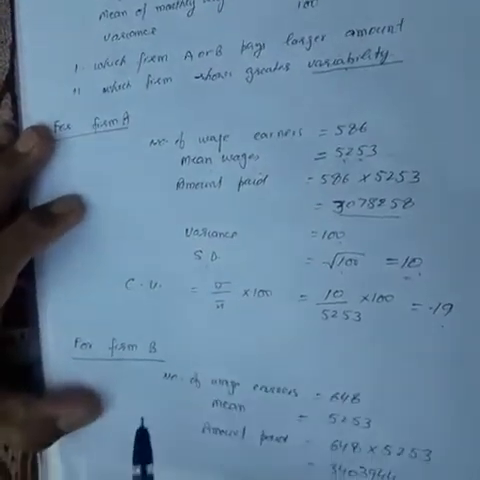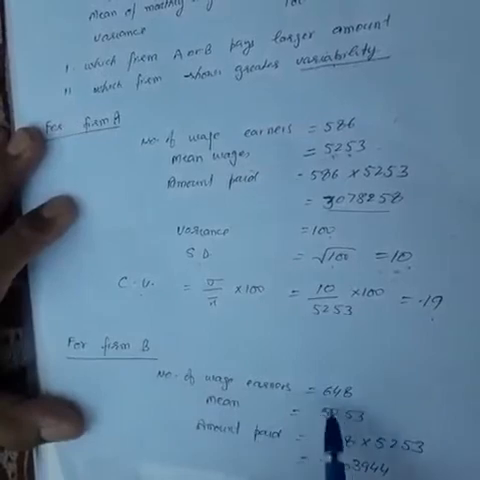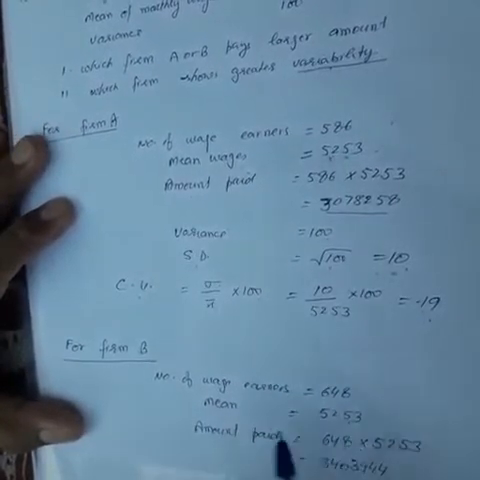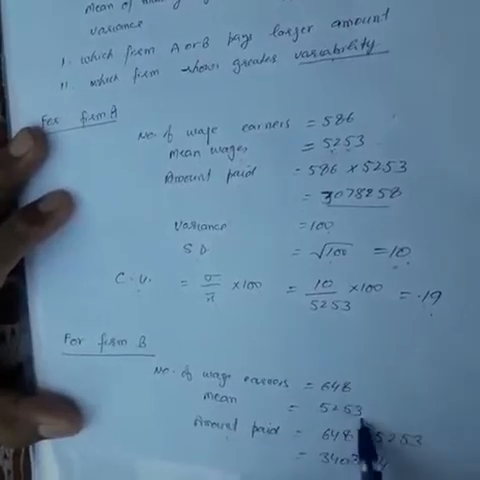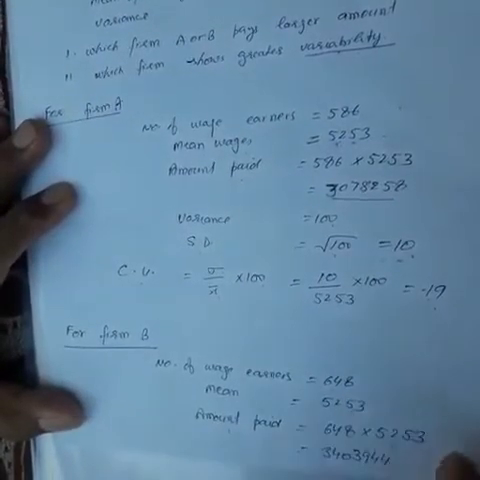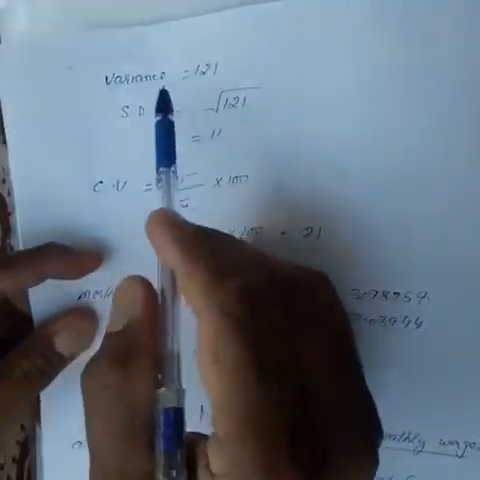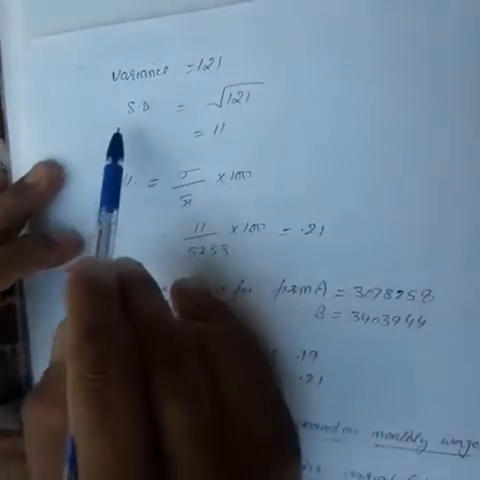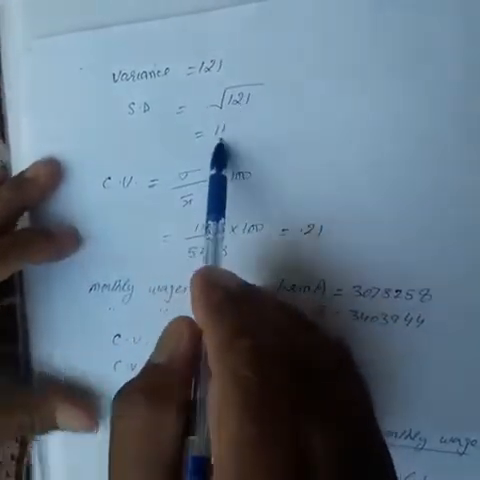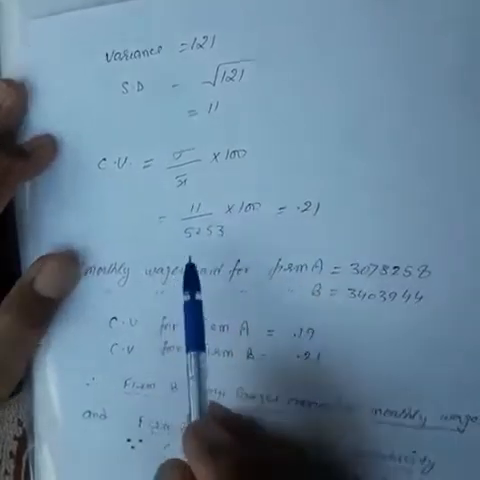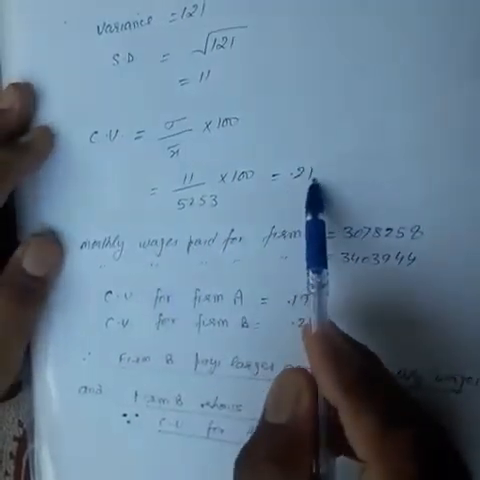Similarly, you calculate for B. The number of wage earners this time is 648. The mean is the same. The amount paid will be the product of these two. This is the product. And then you calculate the standard deviation using the variance. The variance is 121, so the standard deviation will be the square root of variance, that is 11. Calculate the coefficient of variance using this formula, and it will be 0.21.